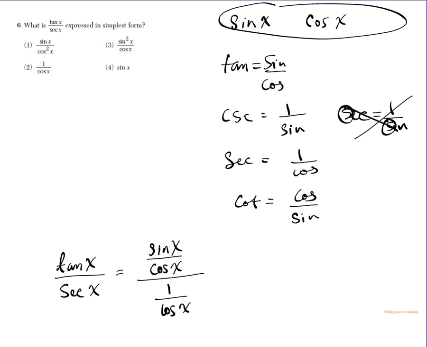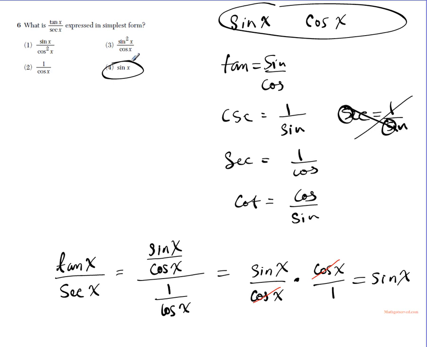Now, whenever you have a fraction in the denominator, all you do is you drop the numerator, sine x, and multiply it by the reciprocal of the denominator. So if I flip it, bottom to top, top to bottom, times cosine x over 1. Notice what happens. This cosine and this cosine cancel out, and your final answer is sine x. So that tells me for number 6, our answer is 4.